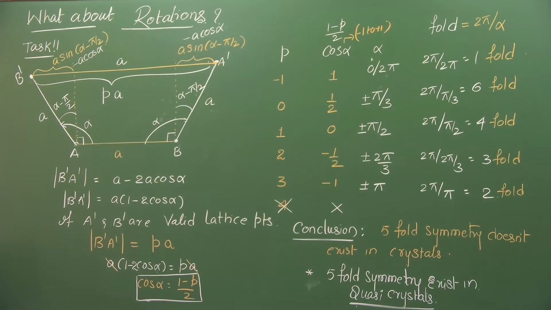So 5-fold symmetry does not exist in crystals. If anybody asks you to show that, you just take a small geometry and you can prove this.